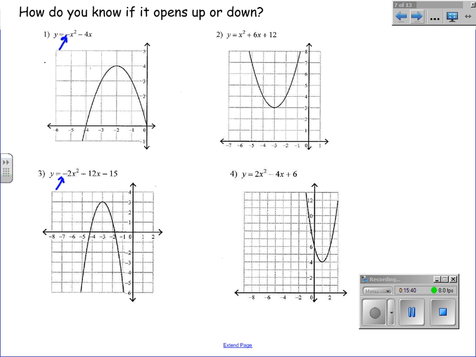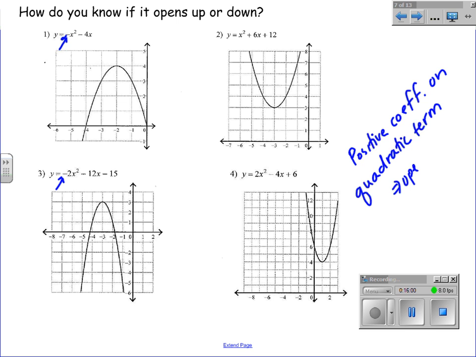So, a positive coefficient on the quadratic term, the parabola opens up. And a negative quadratic term, it opens down. Okay, so that's just a good little double check, self check type thing when you're going through here.